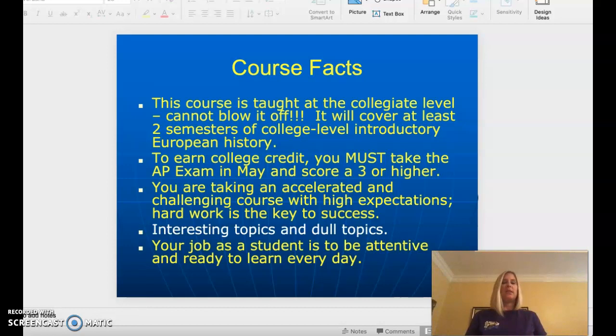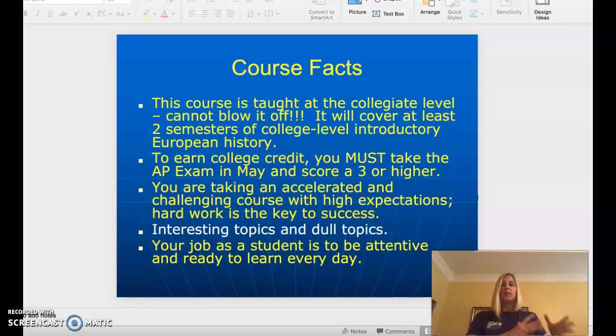That's not going to do any of us any good. So we're all just going to suck it up. We're going to do the best that we can and, again, cooperate together. I've already explained to you what my promise as your teacher is. I expect as a student for you to be attentive and ready to learn every day.